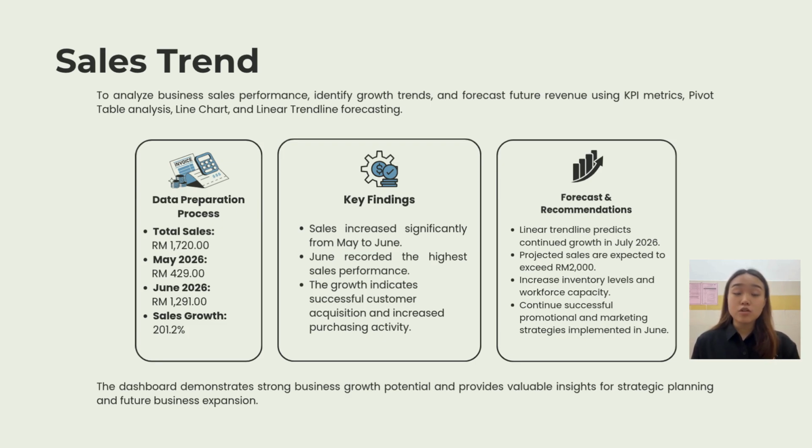To capitalize on this, I recommend that we immediately increase our inventory levels and workforce capacity to handle the peak demand. Furthermore, we must sustain the successful marketing strategies implemented in June to ensure continuous revenue expansion. In conclusion, this component proves our strong business potential and provides valuable insights for strategic planning.